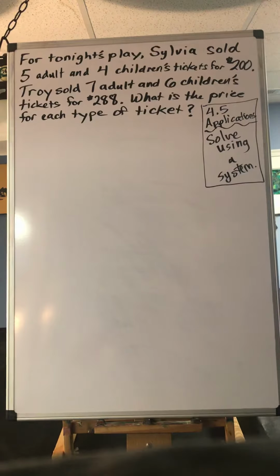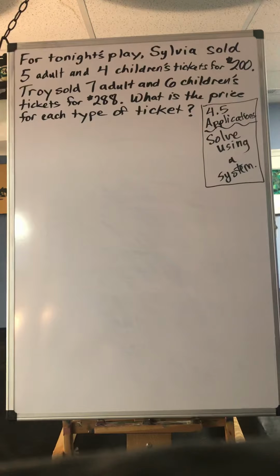Now we're looking at section 4.5, solving systems of equations on application problems. So let's look at this application problem. For tonight's play, Sylvia sold 5 adult and 4 children's tickets for $200. Troy sold 7 adult and 6 children's tickets for $288. What is the price for each type of ticket?